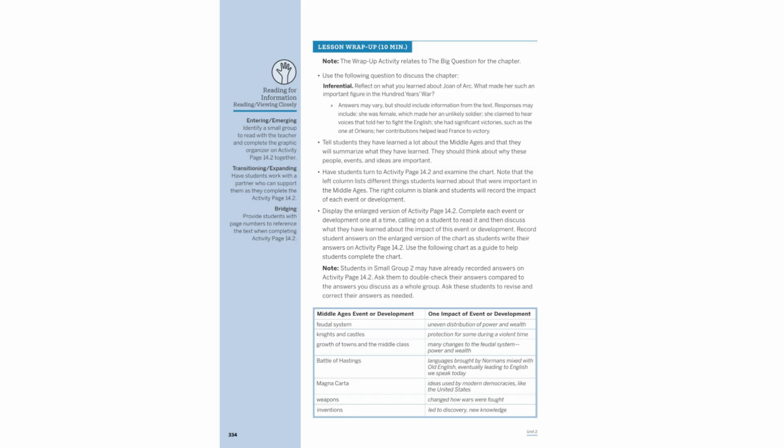Reflect on Joan of Arc's role in the 100 Years' War. Her unique position as a female soldier, claiming divine guidance, and achieving victories like Orleans significantly contributed to France's success. Students should summarize the Middle Ages' key events, such as the feudal system's power dynamics, the Magna Carta's democratic influence, and the evolution of language post-Battle of Hastings.